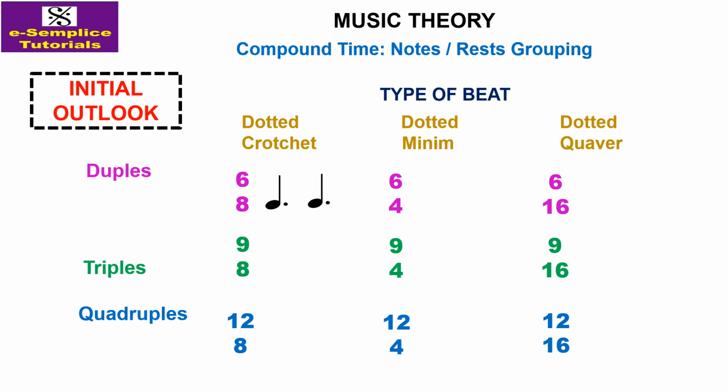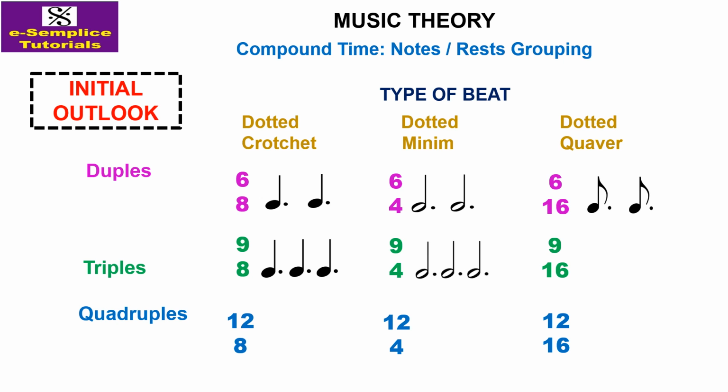6/8: 2 dotted crotchets. 6/4: 2 dotted minims. These are the main beats. 2 dotted quavers for 6/16. 3 dotted crotchets for 9/8. 3 dotted minims for 9/4. 3 dotted quavers for 9/16.